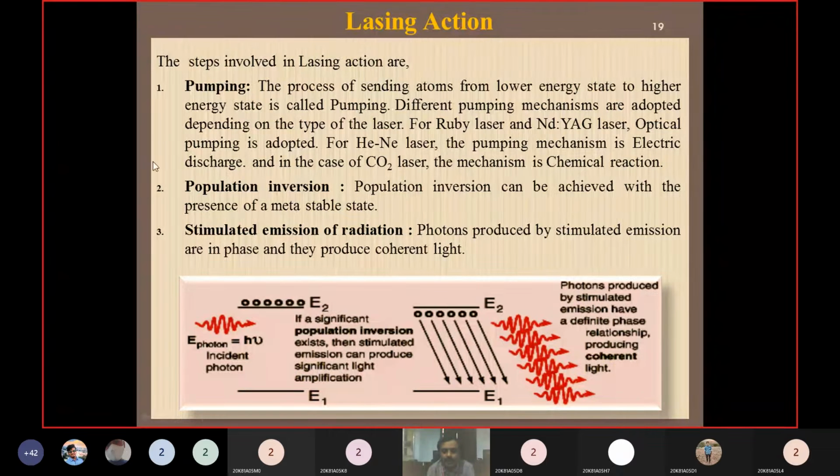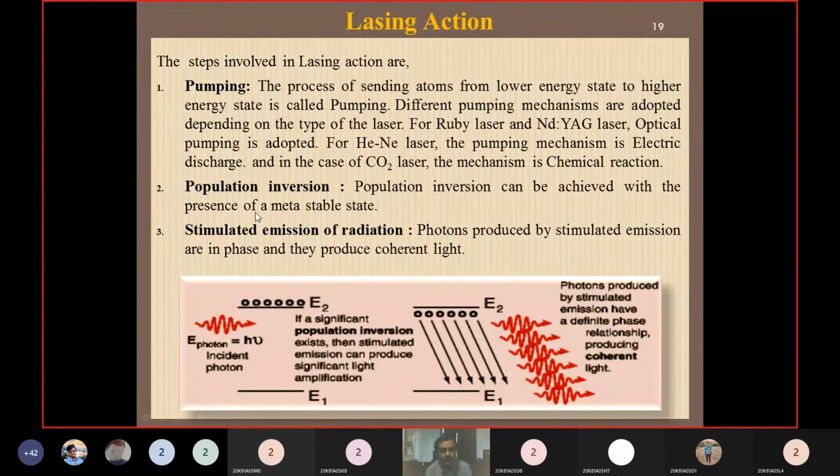Okay, so for the helium neon laser, the pumping mechanism is electrical discharge. And for the CO2 laser, the mechanism is chemical reaction. So these are some examples of which type of pumping we are using. In the case of ruby and Nd lasers, we use the optical pumping mechanism. For the helium neon laser, we use the electrical discharge mechanism, and the CO2 laser uses the chemical reaction mechanism. So these are the different pumping methods.